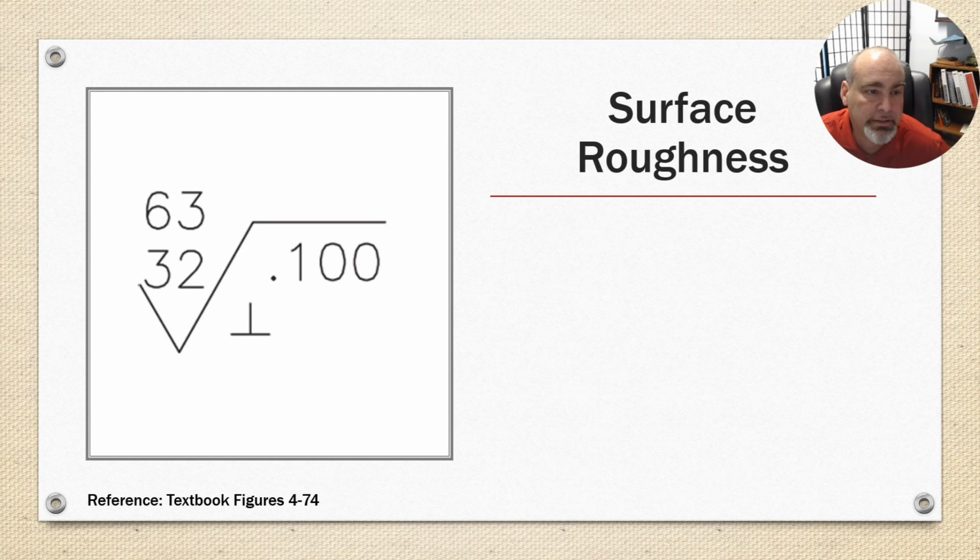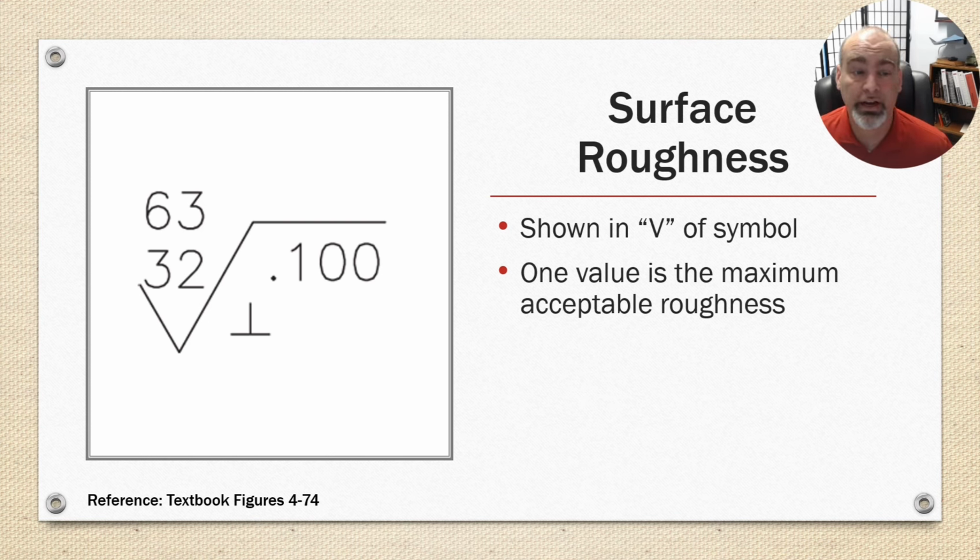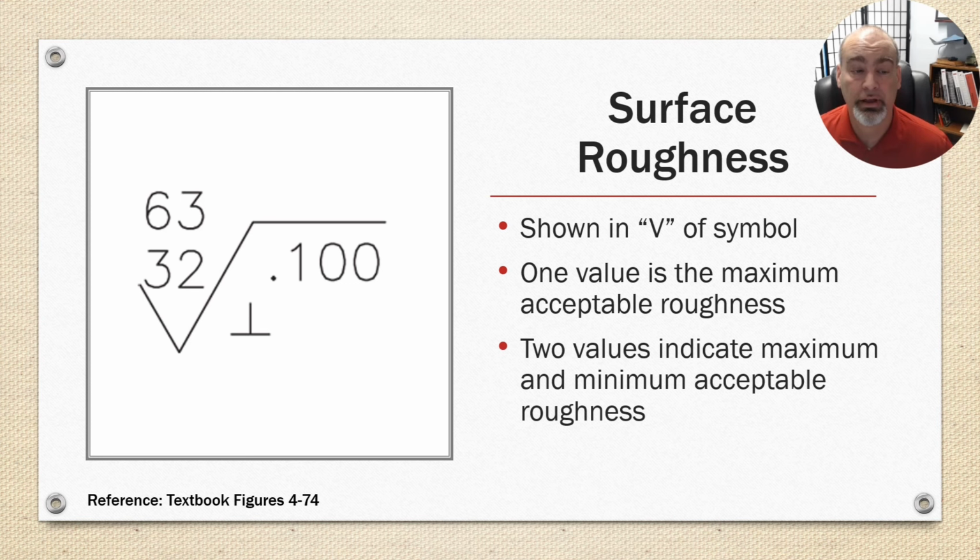Okay, surface roughness is shown in the V of the symbol. So that's the most common place. You may only see one number there or a range, and you might see the rest of the symbol blank. One value is the maximum acceptable roughness, if there's only one value there. If there are two, they indicate the maximum and minimum acceptable roughness. Typically, you just have a maximum. People are just concerned about having it too rough. They don't care if you make your parts finer if they're still making money.